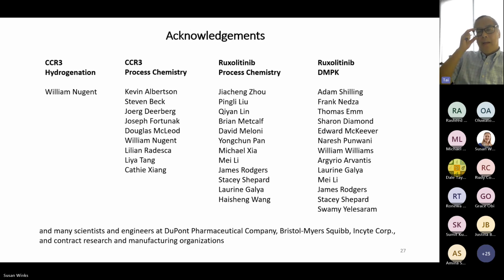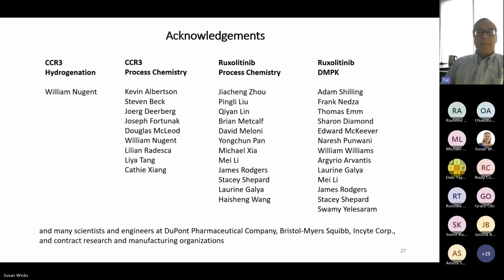It is really educational and my privilege to work with this group of people. On the CCl3 hydrogenation, it was me and Bill that kind of invented and developed that chemistry. I finished my postdoc at Scripps with Casey Nicolau, and I was so fortunate to be able to do a second postdoc at DuPont and BMS with William Nugent.